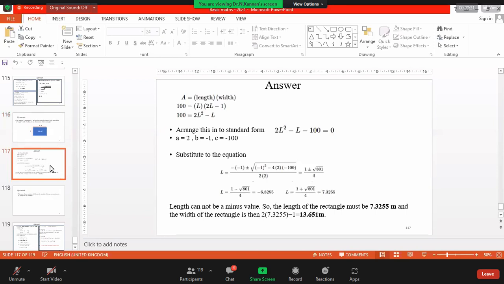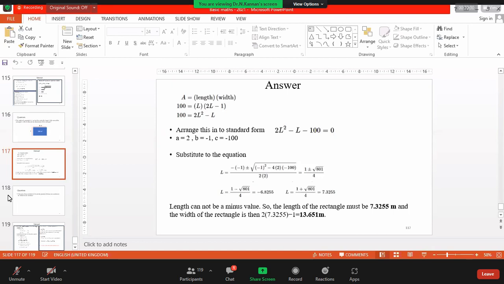I use the equation 100 square meters equals L times 2L minus 1. Then I simplify it to 100 equals 2L squared minus L. Then I rearrange it to get the equation 2L squared minus L minus 100 equals 0.